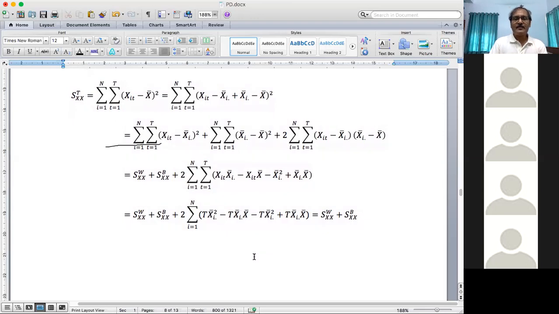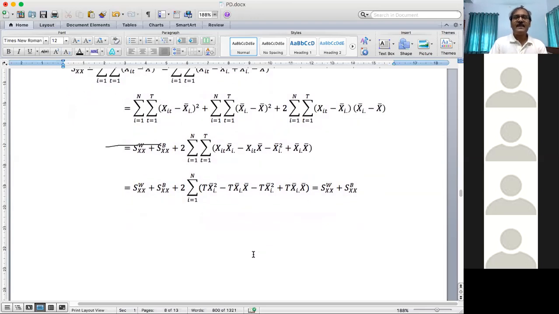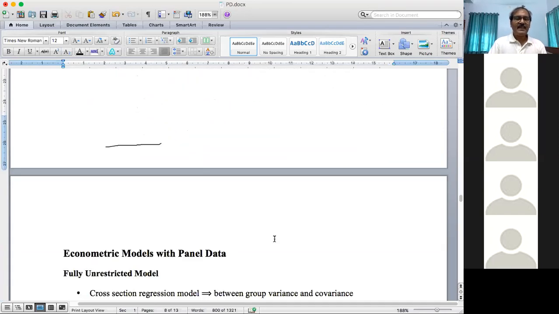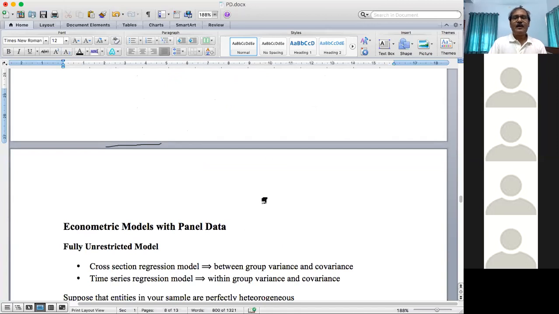So we can stop now for the first session, because we have a few seconds left, and we start afresh in the second session on the basis of these three kinds of variance covariance measure. How do we use panel data to estimate different types of regression model?